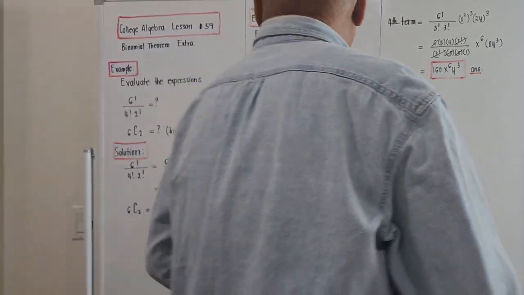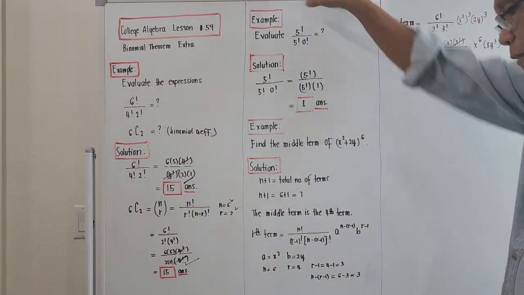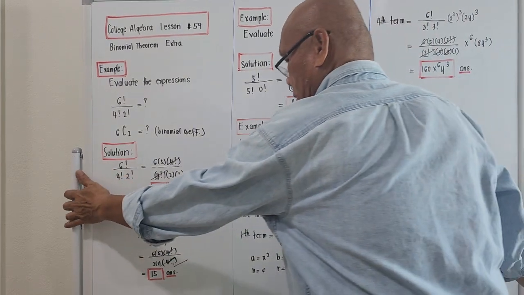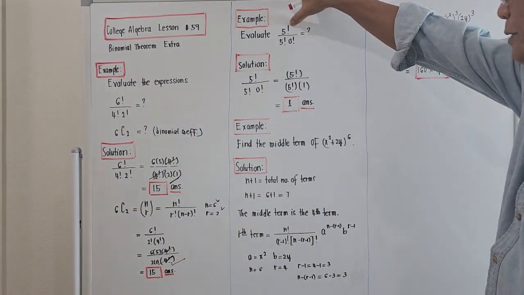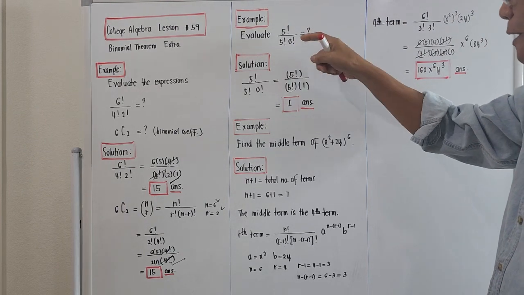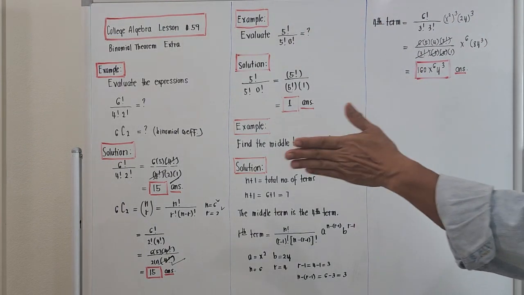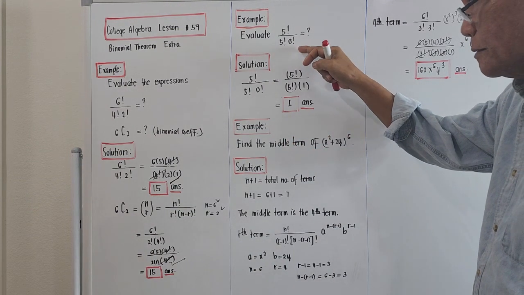Okay. Evaluate the given expression 5 factorial all over 5 factorial times 0 factorial, and this should be equal to... The catch of the problem here is the value of 0 factorial.